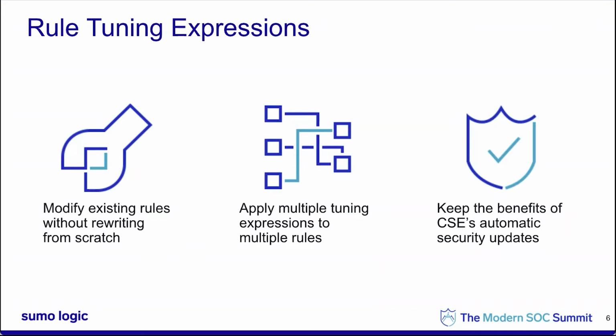Okay. So it looks like most of you got it right. You have an exception to an existing rule. That is correct. That is the most probable use case for a rule tuning expression.